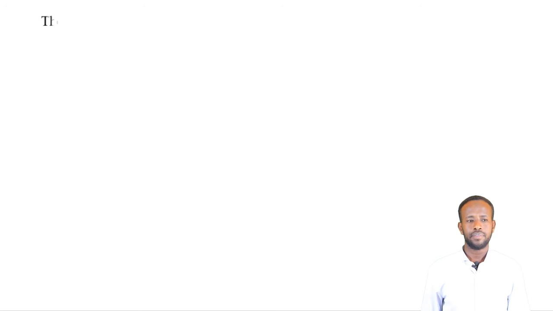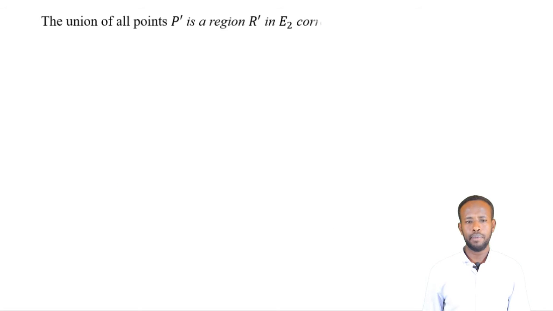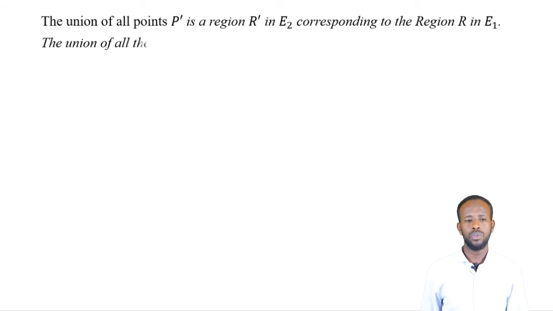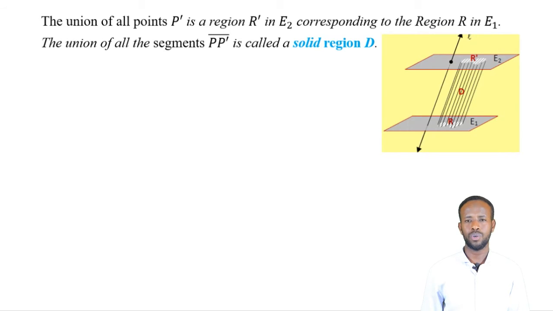The union of all points B prime is a region R prime in E2 corresponding to the region R in E1. The union of all segments BB prime is called solid region D. Look, this is the solid region D. The segment is BB prime.